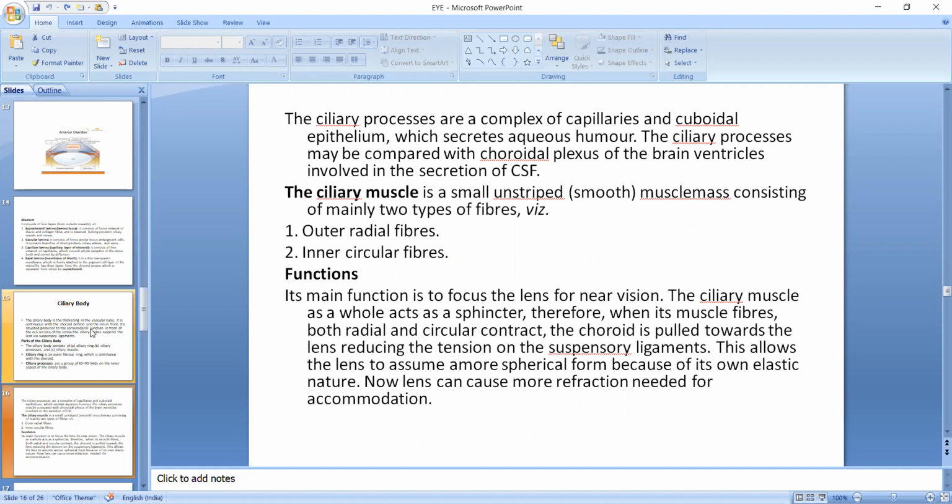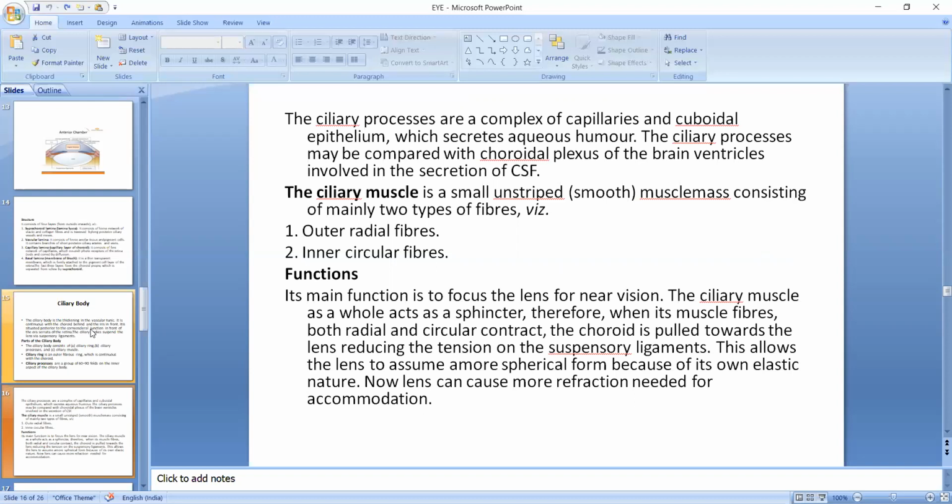The ciliary muscle is a small, unstriped muscle. The mass consists mainly of two types of fibers. These are outer radial fibers and inner circular fibers. Function: its main function is to focus the lens for near vision. The ciliary muscle as a whole acts as a sphincter.